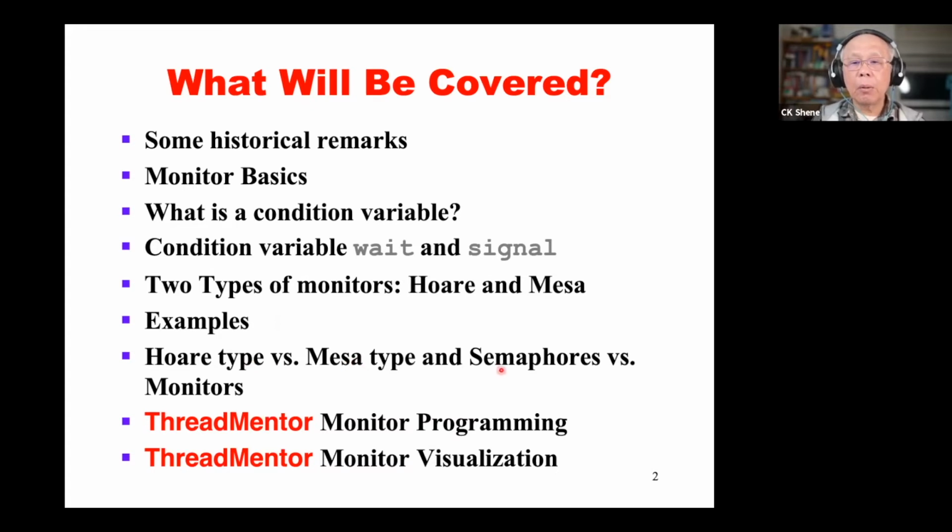And then we compare the differences between semaphores and monitors. We will also mention how to simulate monitors using semaphores. And finally, we'll explain how to program monitors using ThreadMentor and its visualization.